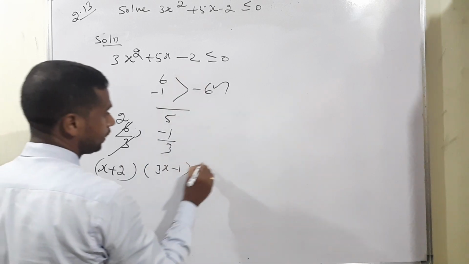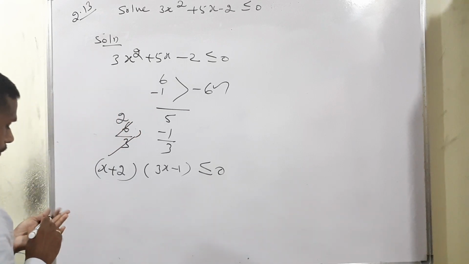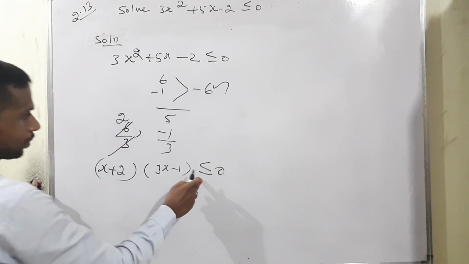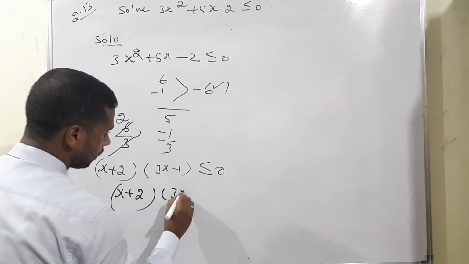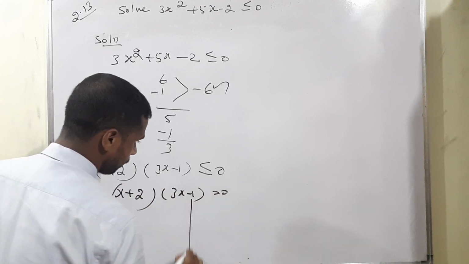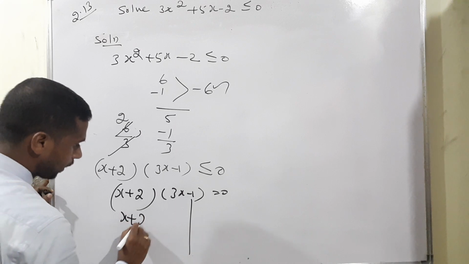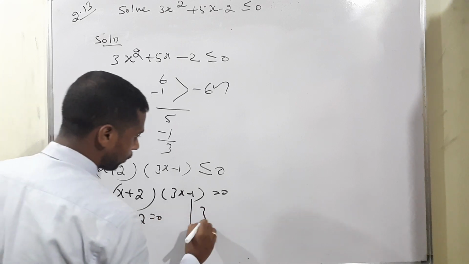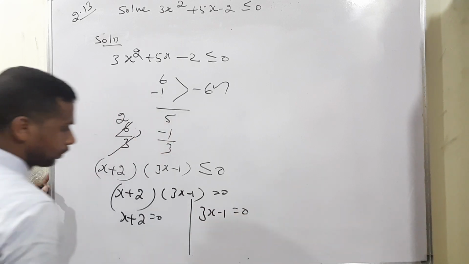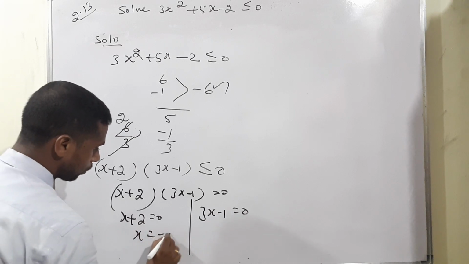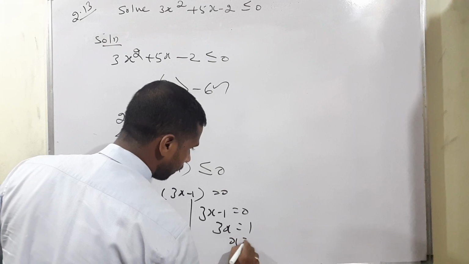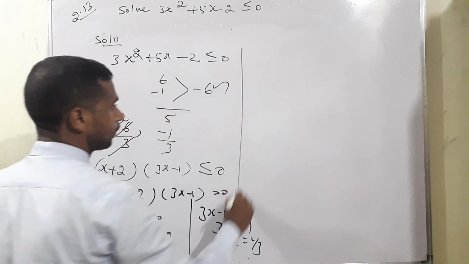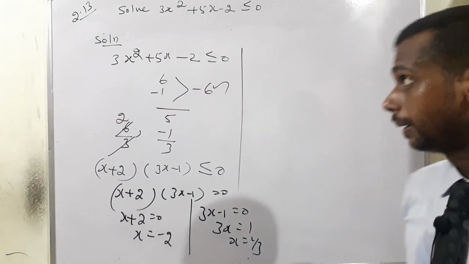Now this is a condition less than or equal to 0. So now you can consider it equal to 0. x plus 2 and 3x minus 1 equal to 0. Divide into 2 terms. First condition, x plus 2 is equal to 0. Second condition, 3x minus 1 is equal to 0. First one, x is equal to minus 2. Second one, 3x is equal to 1. Therefore, x is equal to 1 by 3. Now make it on one number line.